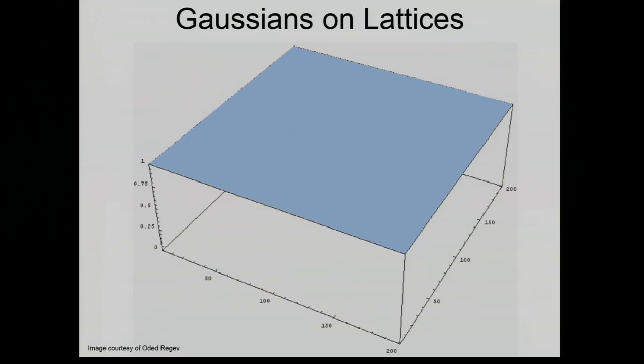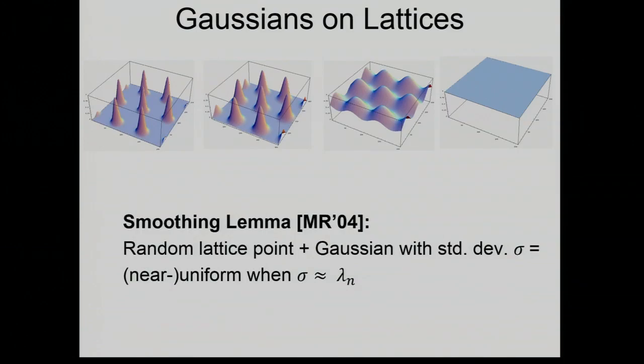And what is large enough? Large enough is quantified by this beautiful lemma of Micciancio and Regev. They call it the smoothing lemma, which says that if I take a random lattice point, and I'm being very informal here, what does it mean, a random lattice point? This random lattice point, okay?